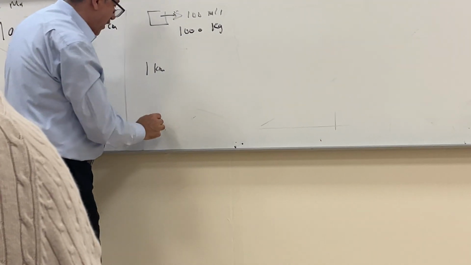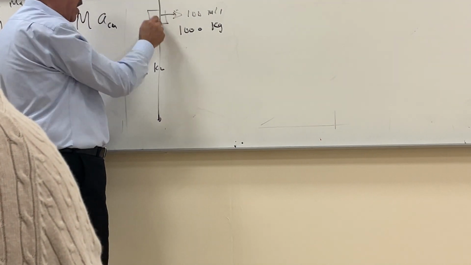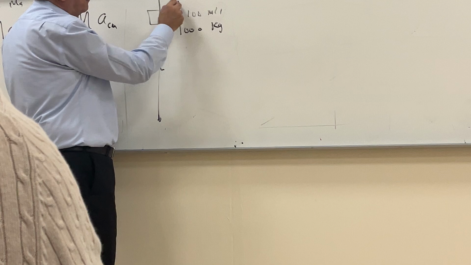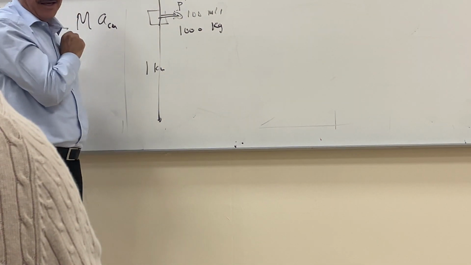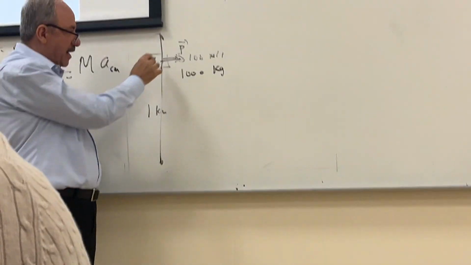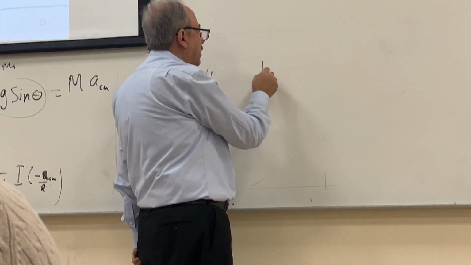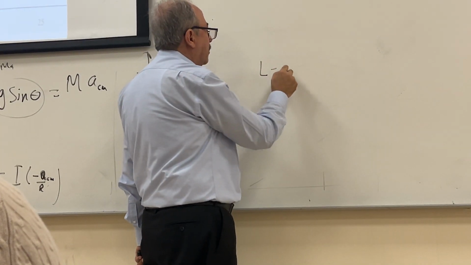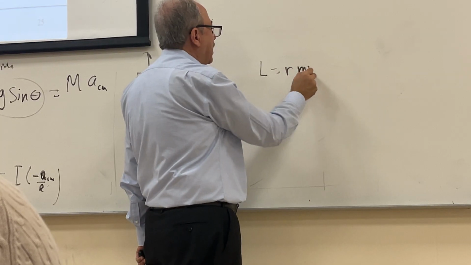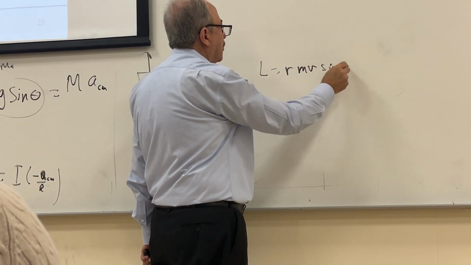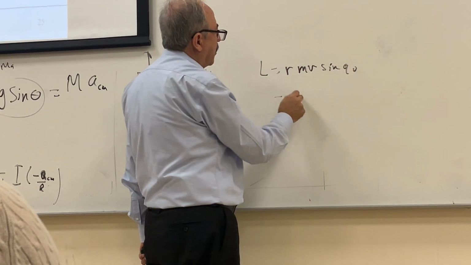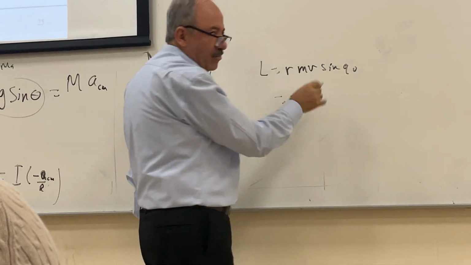So what's the angular momentum? This is the direction of R, and this is the direction of P, the direction of the velocity. It's flying horizontally, so this is the angle between R and P. So L is equal to R M V sine 90, which is just one. It's equal to R M V, and you multiply them.